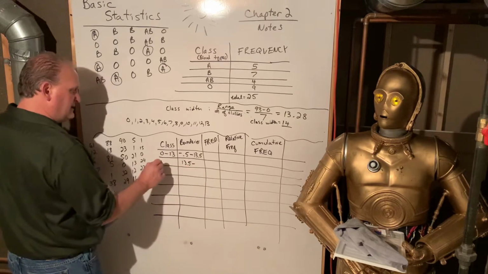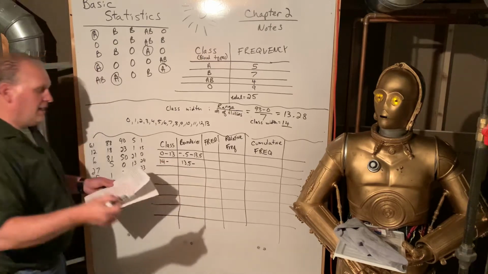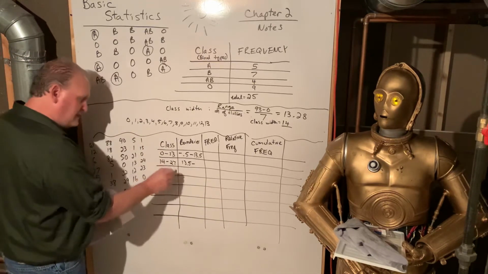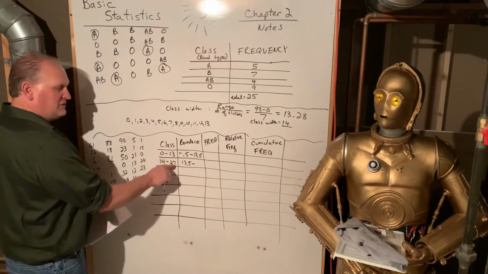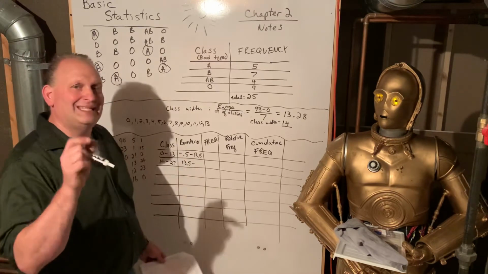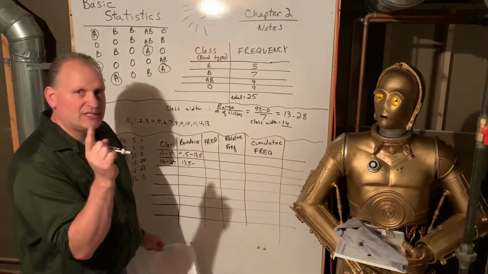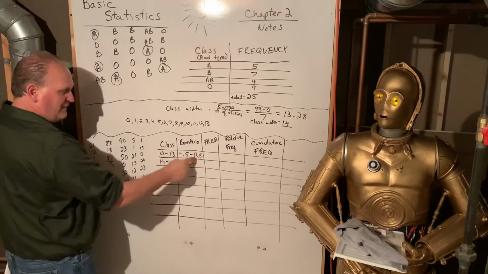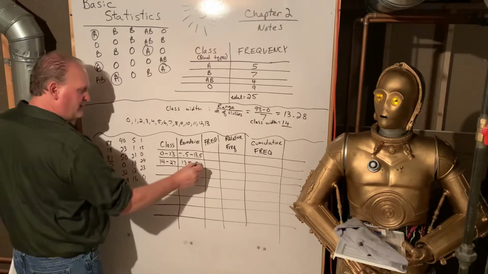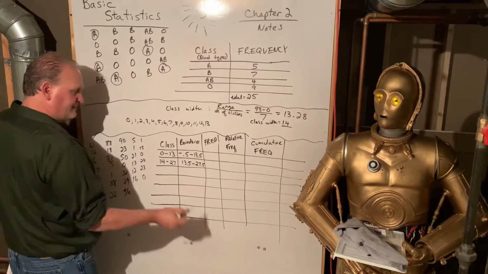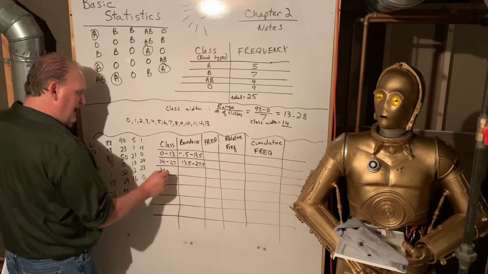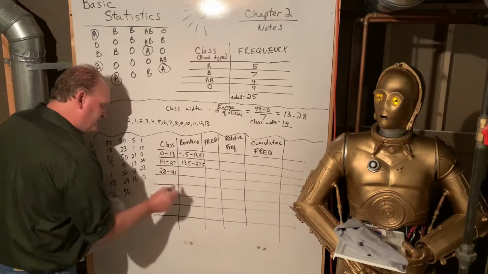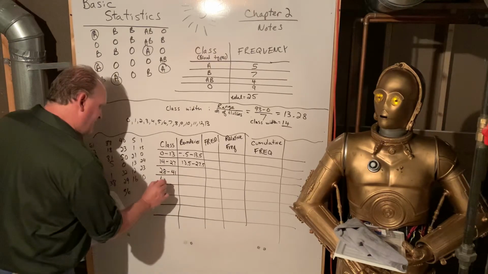13.5 to, let's see, it goes from 14 up to 27. I know those are only 13 apart. If you take 14 plus 13, you get 27. But remember, the number 14 also counts as one of the numbers. So it's still a class width of 14. So 13.5 to 27.5. Then we go 28 to 41. We go 42 to 55.